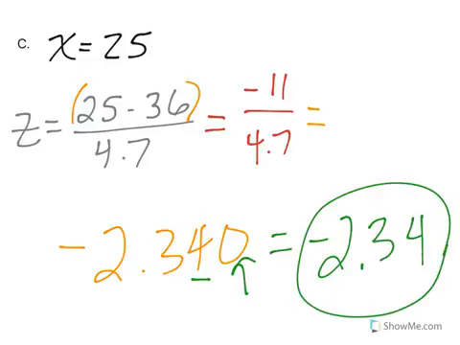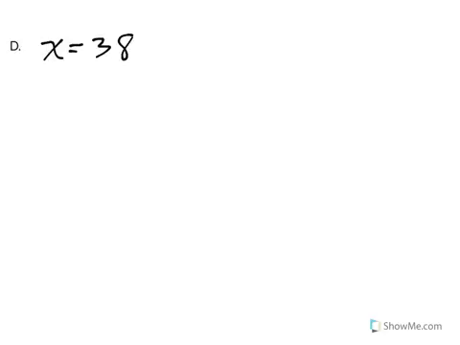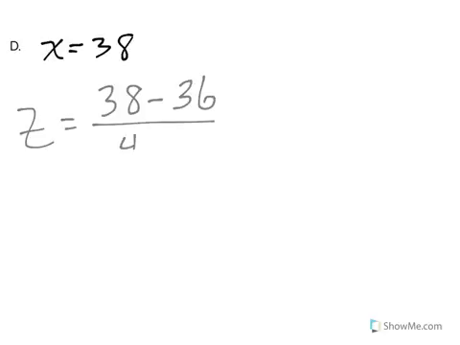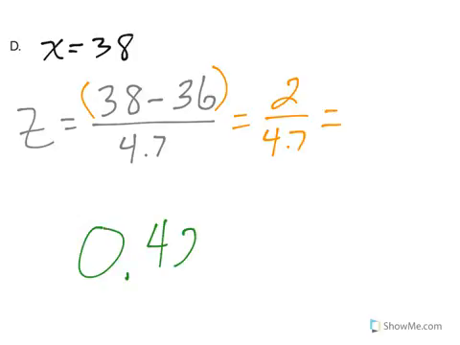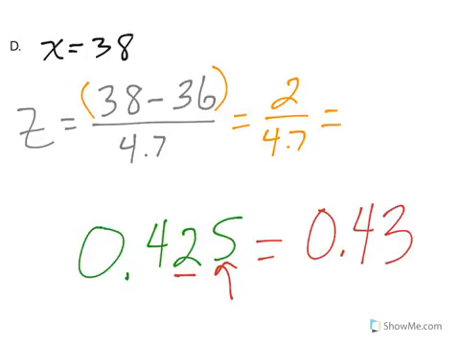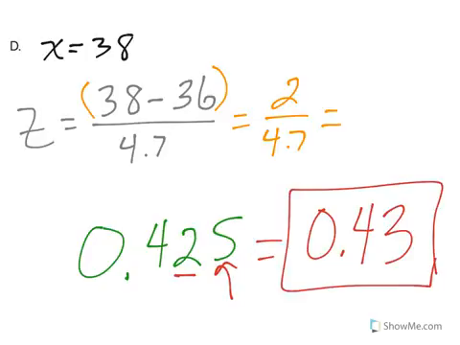And last but not least, letter D. A little tongue-tied this morning. We have z equals data value minus the mean over the standard deviation. When I subtract in my numerator, I have a +2 divided by 4.7, and I end up with 0.425. Now, 5 rounds up, so rounded to the nearest hundredth, I have 0.43.